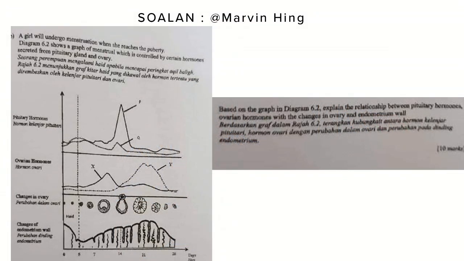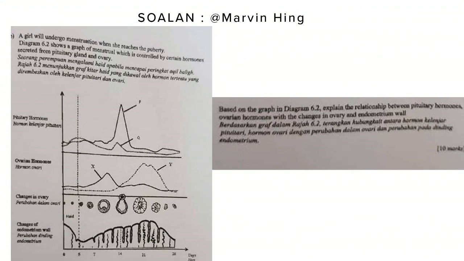Pada belajar ni. Okay, Marvin. 10 markah. Menstrual cycle. Okay, berdasarkan graph, based on the graph, explain the relationship between pituitary hormone and ovarian hormone with the changes in ovary and the endometrium. Okay, ini 10 markah punya essay tentang kita haid.